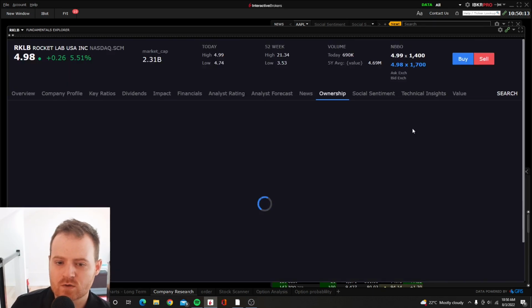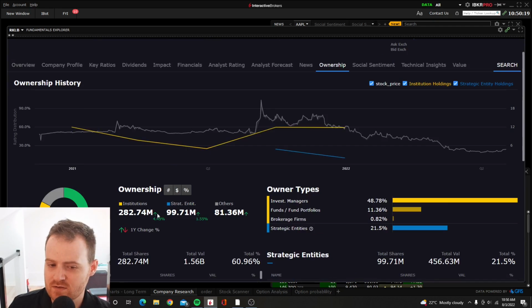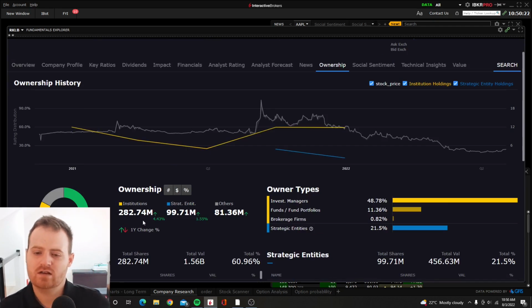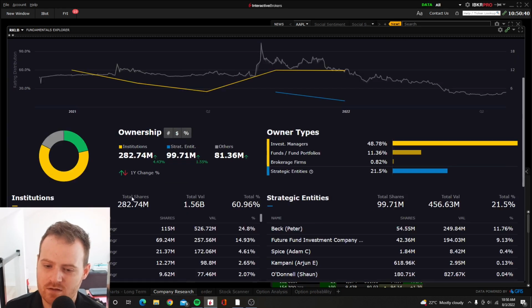Now, in terms of ownership, we can see how much is institutional ownership. So these are the big institutions as opposed to retail investors or stuff like that. In this case, we're looking at a lot of institutional ownership here, actually. Ownership types are almost half as investment managers, and then we have funds and portfolios. Brokerage firms is less than 1%. So quite low on that end.